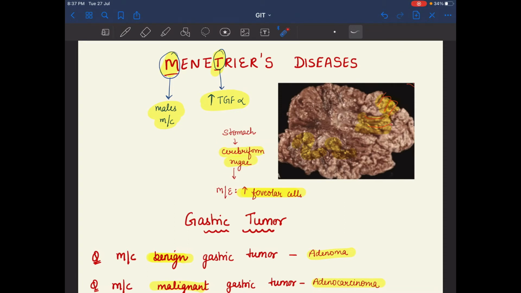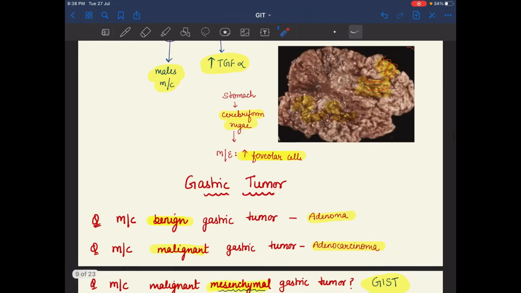We can remember it like M for males, meaning it is most common in males, and T is for increased level of transforming growth factor alpha. So this is Menetrier's disease. M for male most common, T for transforming growth factor alpha increase, and on microscopic examination we see an increased level of foveolar cells.